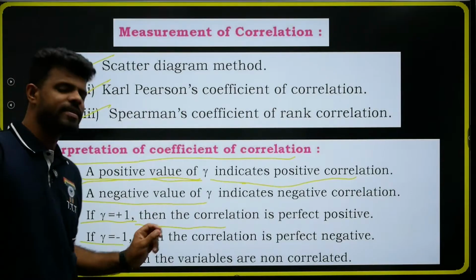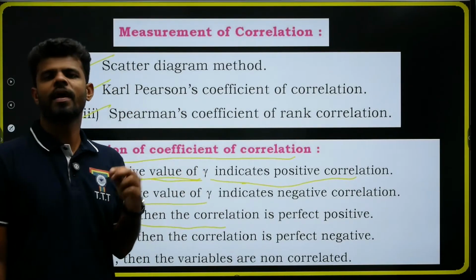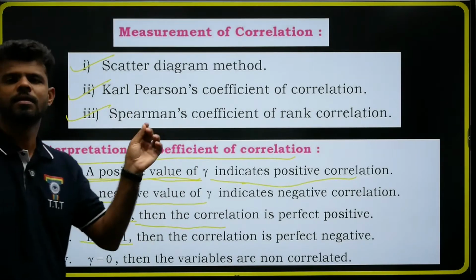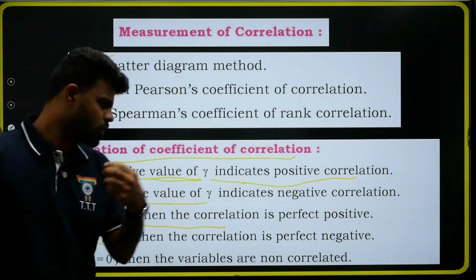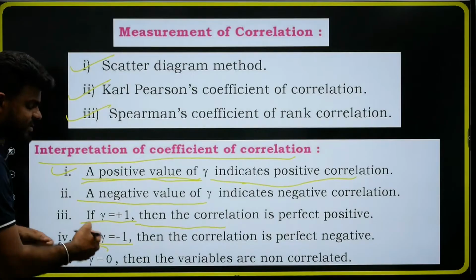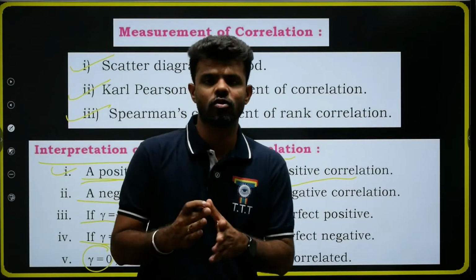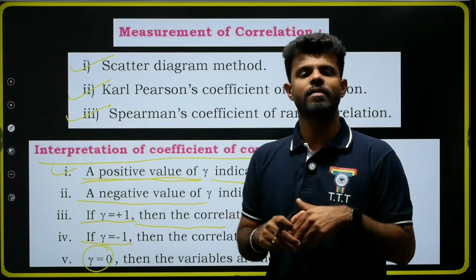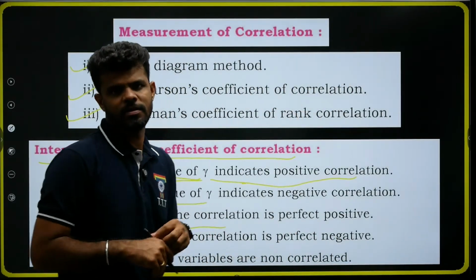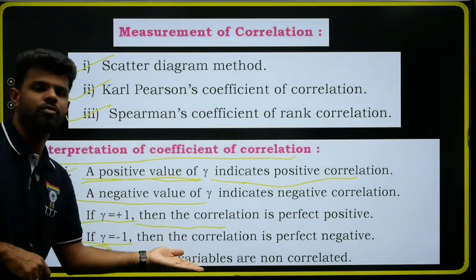Suppose if r is equal to exactly -1, then you must write there exists perfect negative correlation between two variables. Suppose if r is exactly 0, if your answer comes exactly 0, there is no correlation between two variables, or non-correlation, you will have to write.